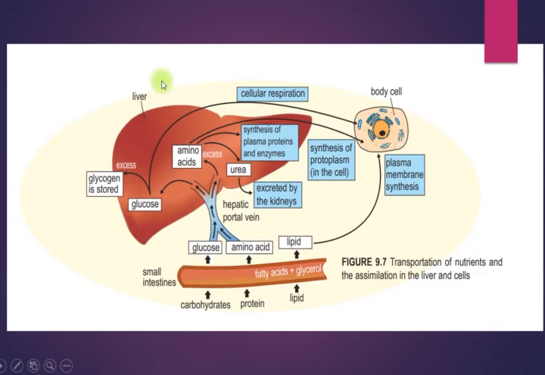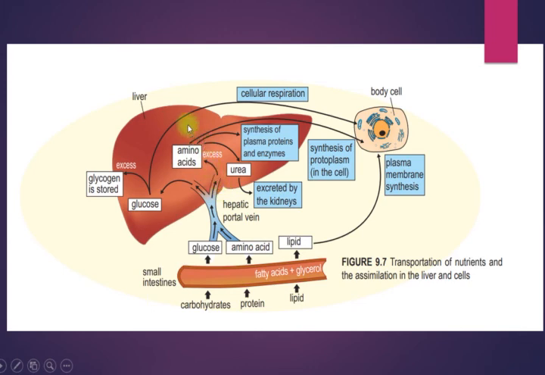Assimilation. So this diagram recaps what we had discussed just now. This is the small intestine that contains the villus. The intestinal wall consists of the villus, so absorption occurs here through the villus. The glucose and amino acids will be absorbed into the blood capillary and then transported to the liver by the hepatic portal vein.